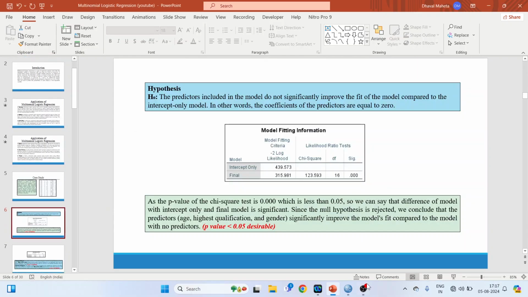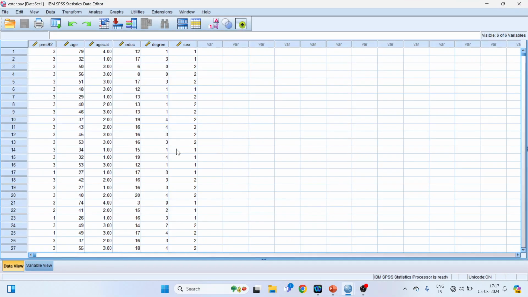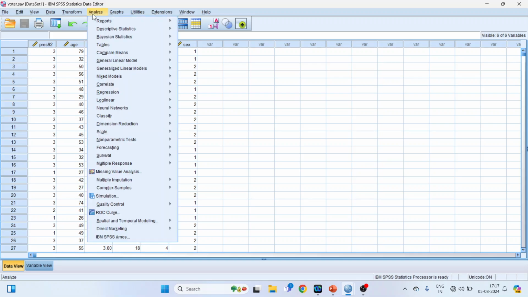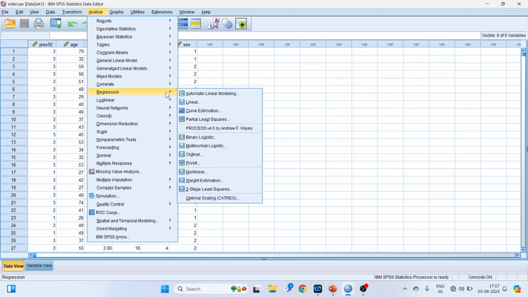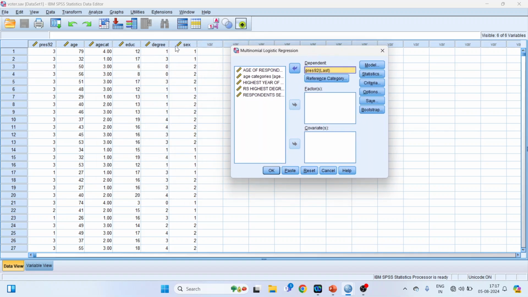Now let's see how to run this in SPSS. The same data set is available here. Now I'll go to Analyze, Regression, Multinomial Logistic Regression. The dependent variable is vote for Clinton. Now let's see the coding of it.